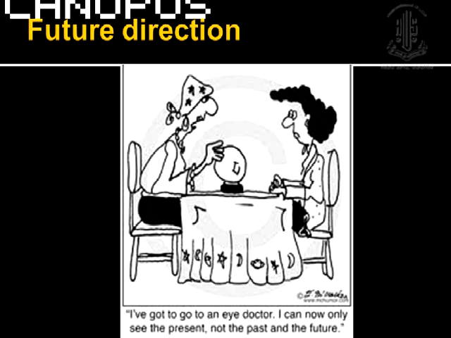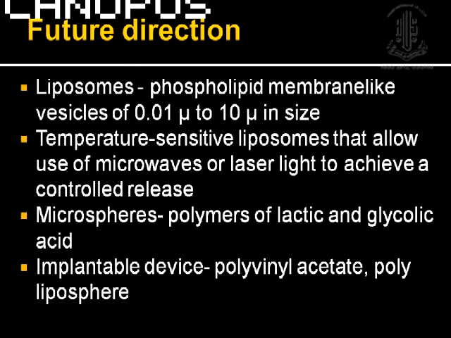So what are the future directions for intravitreals? Is there a role for intravitreals in the future? Yes, we have a lot of developments going on in this field. They are trying to get small liposomes, which are phospholipid membrane-like structures, very tiny vesicles, which can also be made temperature sensitive. So you have a small laser light or a microwave to have a controlled release, which is better. You have microspheres made of polymers of glycolic acid and lactic acid, and implantable devices like polyvinyl alcohol.